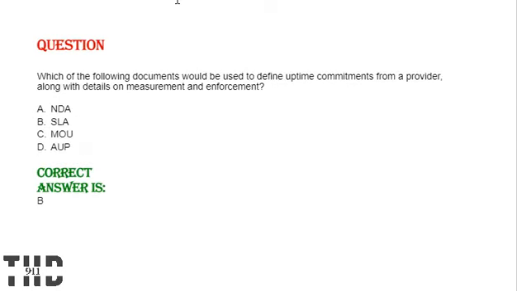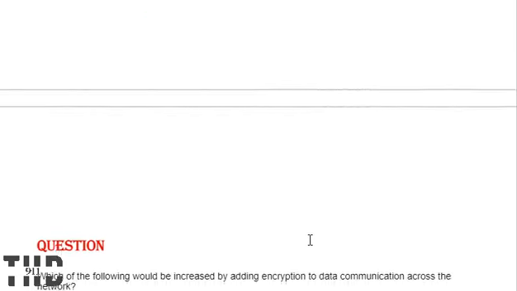Which of the following documents would be used to define uptime commitments from a provider along with details on measurements and enforcement? Option A, NDA. Option B, SLA. Option C, MOU. Option D, AUP. The correct answer is option B.